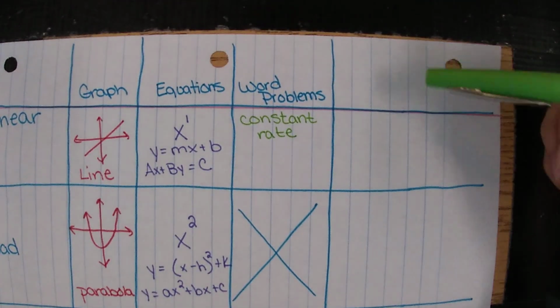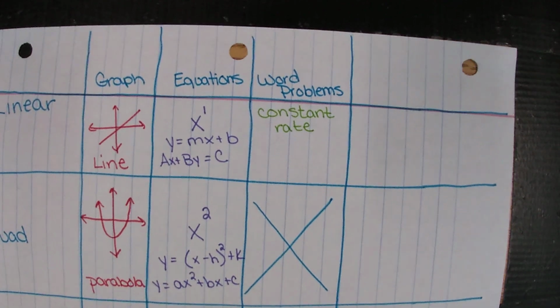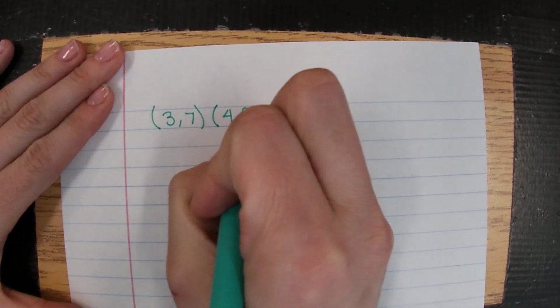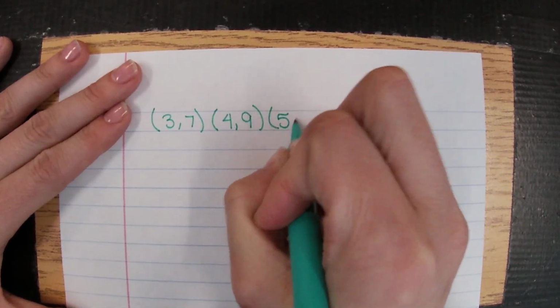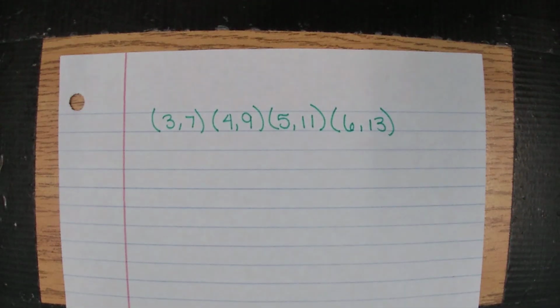Now, we also have looked at these with tables and graphs, and that's going to require a little bit of extra explaining. So I'm going to start on a fresh sheet of paper here. Okay, so we can also decide if something is linear, quadratic, or exponential when we're just given some points or values on it. So let's say we are given (3, 7), (4, 9), (5, 11), and (6, 13).